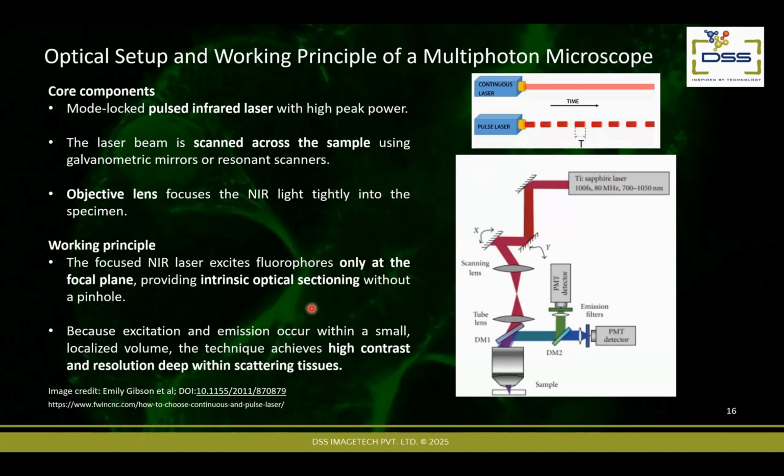And using this, we can achieve high contrast and resolution within deep tissues, and we can avoid scattering. And what we also need as an optical component, apart from the light source, is scanning mirrors. So in confocal microscopy also, the scanning mirrors are used.